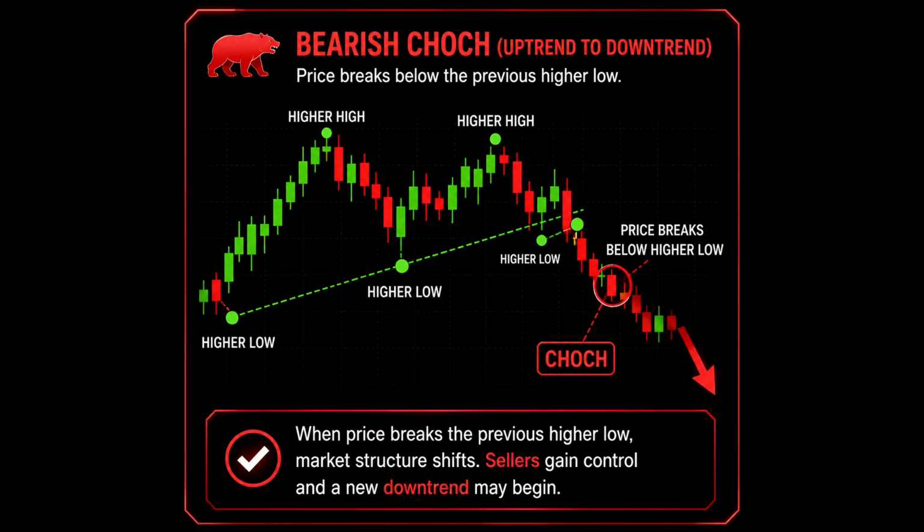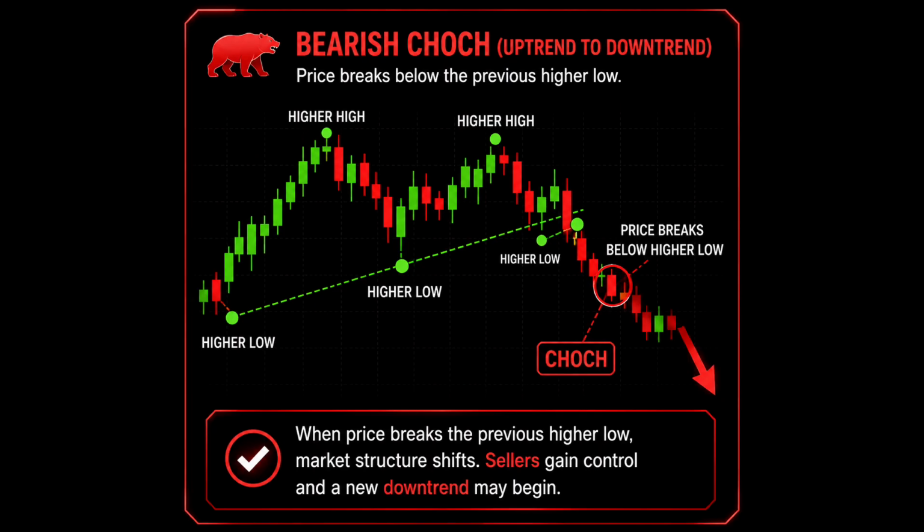Now let's look at the example on the right. In an uptrend, price creates higher highs and higher lows. Buyers remain in control, but when price breaks below a previous higher low, the structure shifts. This creates a bearish CHOCH.